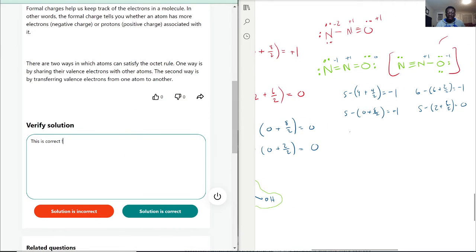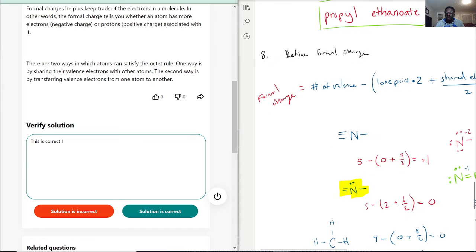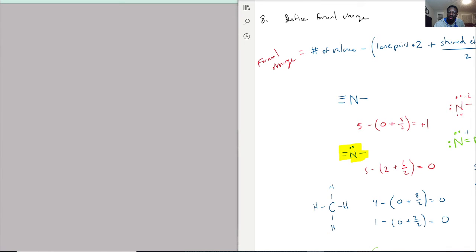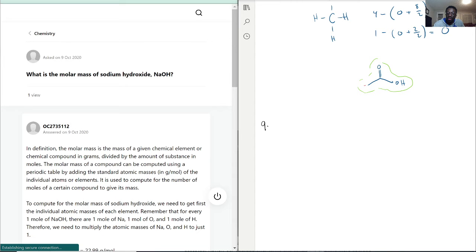Formal charges are a bit tricky, so I definitely recommend that you review them as well, because they're a useful tool, especially when drawing your Lewis dot diagram. In fact, whenever I draw my Lewis dot diagram, I always check with formal charges as well. So now question number 9.